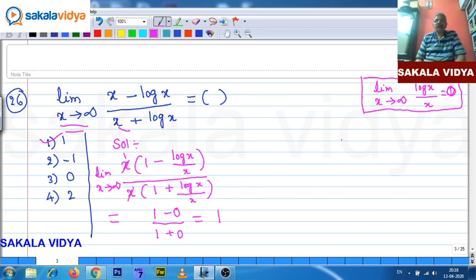Okay, and one more thing you remember, limit x approaches to infinity, even 1 by x is also 0, even 1 by x square, 1 by x cube, 1 by x power 4 are also 0.